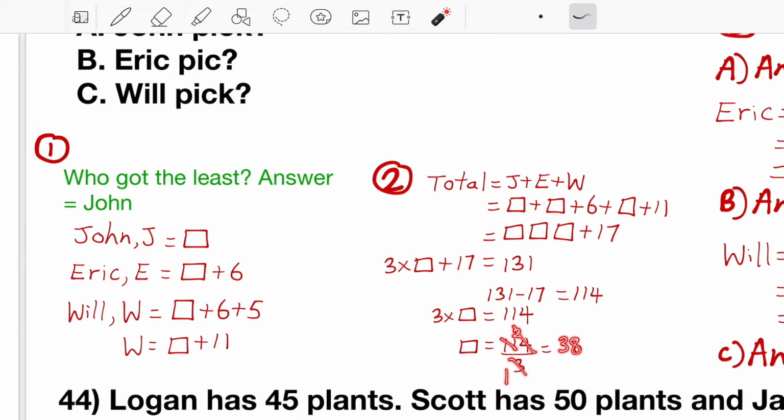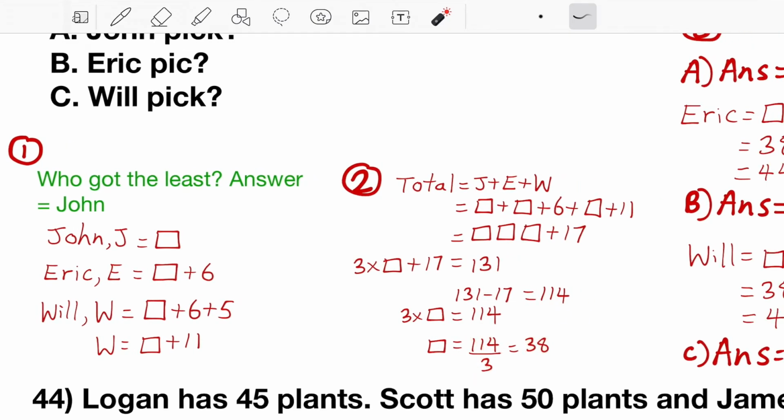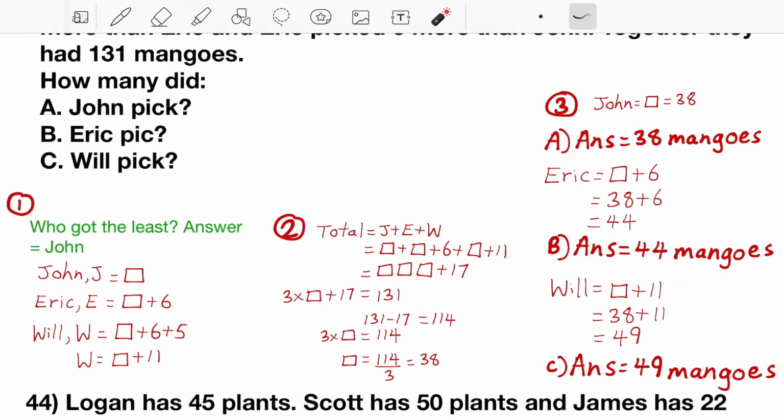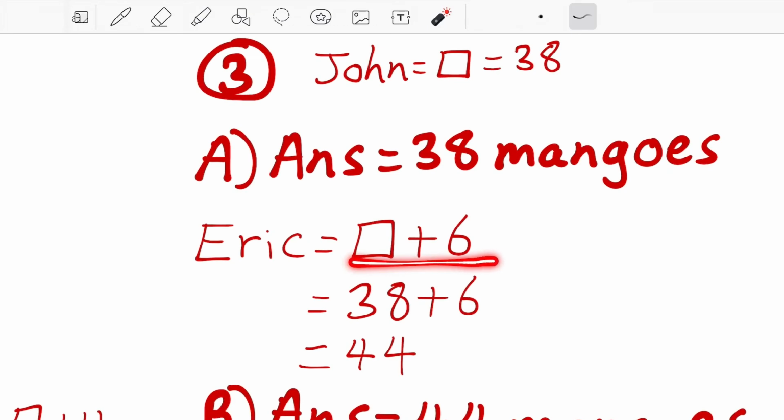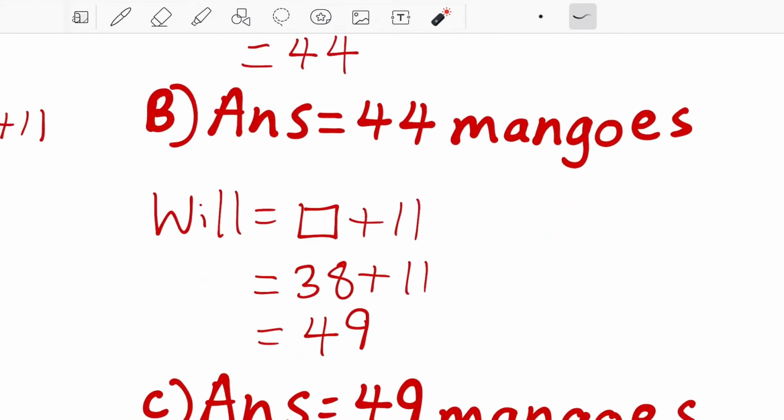So box is 38. We know John is equal to box, so John's amount is 38. And then Eric got 6 more, so that's 44, and Will got 11 more than Eric, so that's 49.